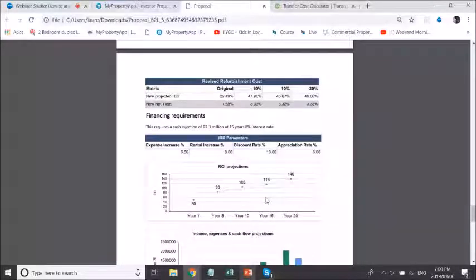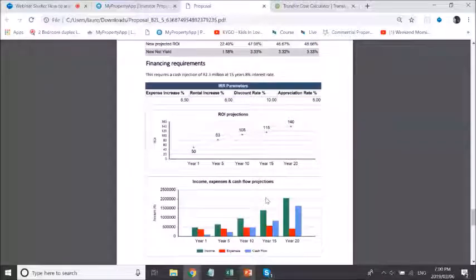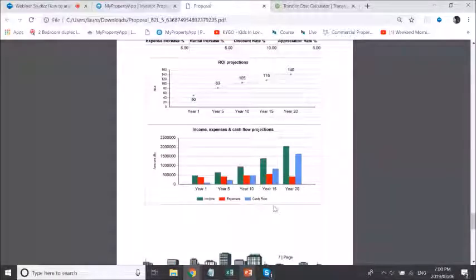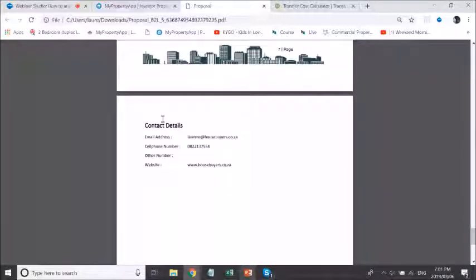And then right at the bottom, you've got the rate of return. So telling you what the return on investment would be over year 1, 5, 10, 15, and then income, expenses, cash flow. So that visually shows how the deal will do over a long period of time, and then ending with the contact details.